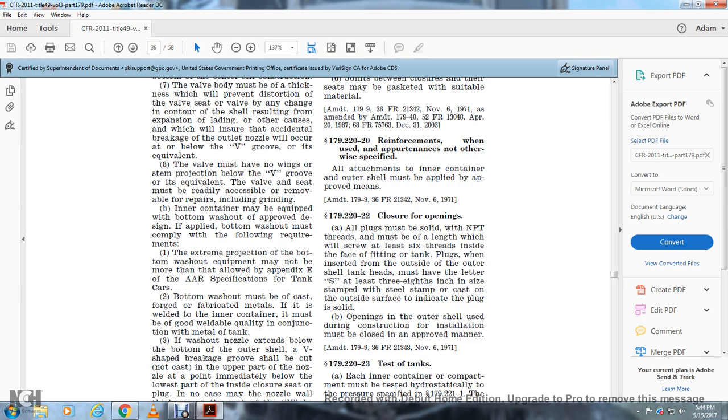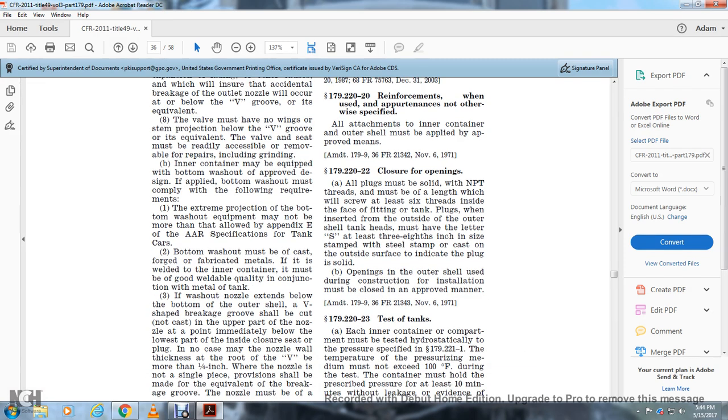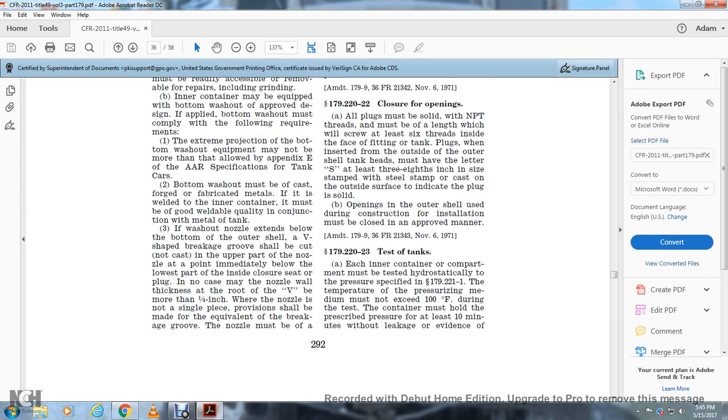1. The extreme projection of the bottom washout equipment may not be more than allowed in Appendix E of the AAR specification for tank cars. 2. The bottom washout must be cast, forged, or fabricated metal. It shall be welded to the inner container with good weldable quality in conjunction with the metal of the tank. If the washout nozzle extends below the bottom of the outer shell, a V-shaped breakage groove shall be cut with no cast for the upper part of the nozzle, at a point immediately below the lowest part of the inside closure seat with the plug.